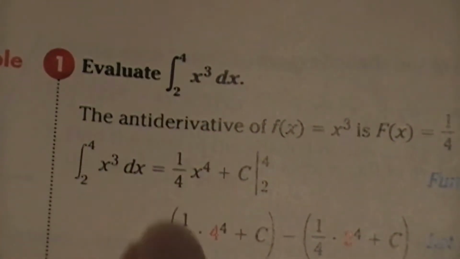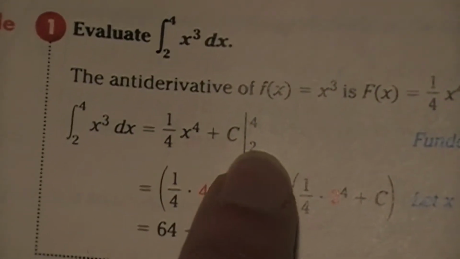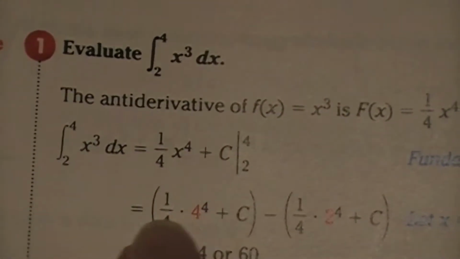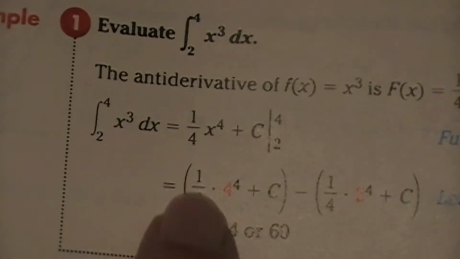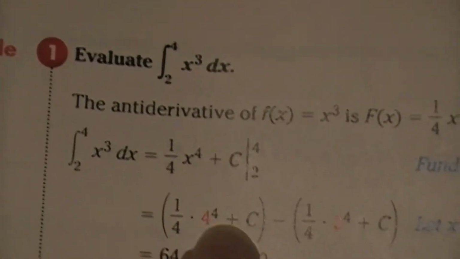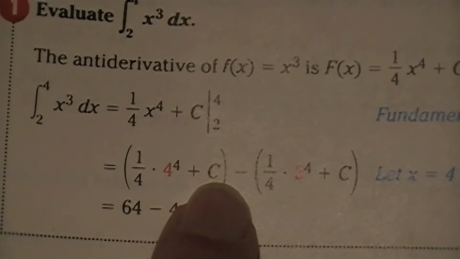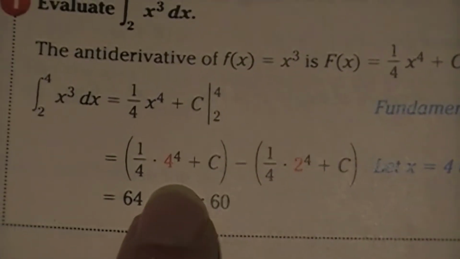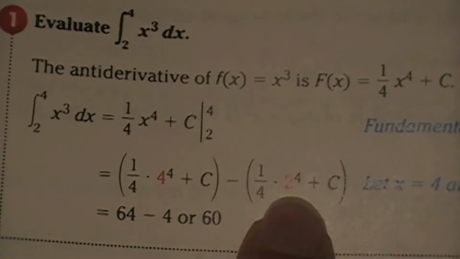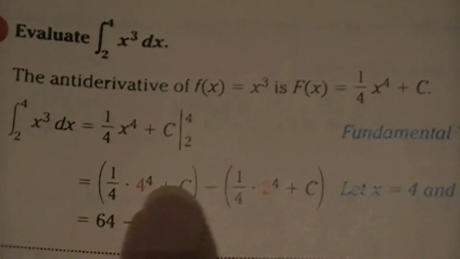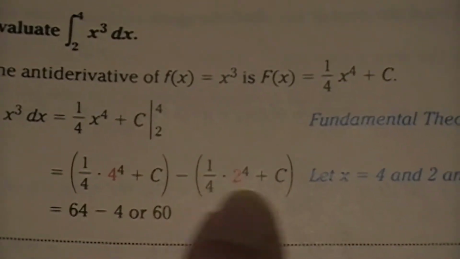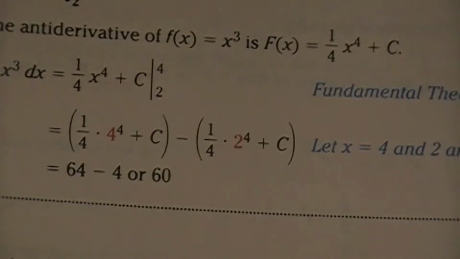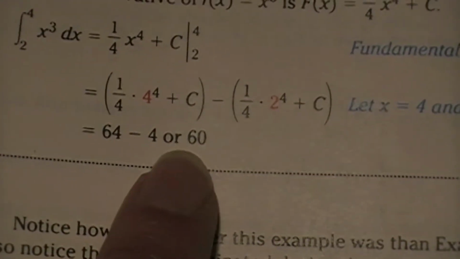However, since there are two values here, 2 and 4, then you're going to plug those in. Now, this is fancy notation for plug in. Don't really worry about that either. Just notice, what did they do? They took 1/4, then plugged in 4 to the 4th. Then again, ignore the c. I never put on this plus c. That's an extra thing the book's doing that's not necessary. Minus 1/4 times 2 to the 4th. So what we're doing here is you're taking this minus this, and that gives you the answer of 60, which you can see in the book.